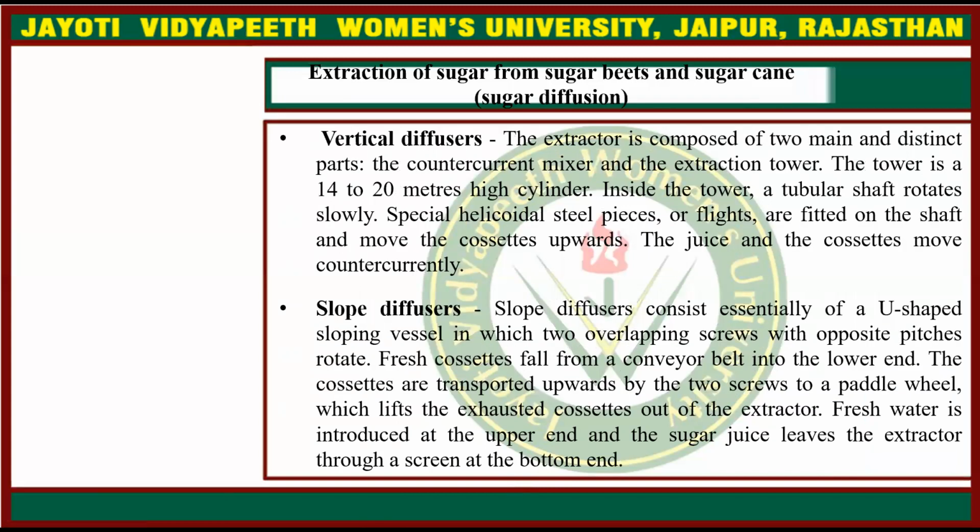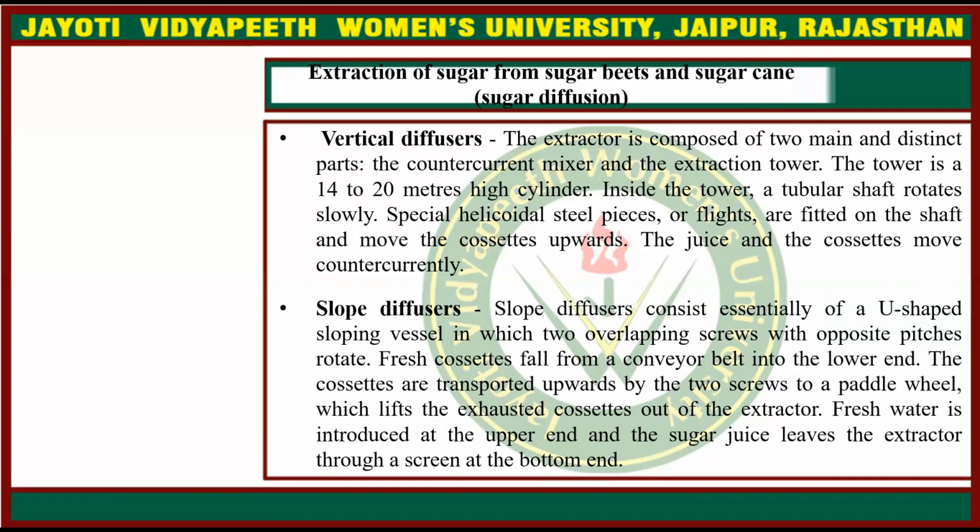Then vertical diffusers. The extractor is composed of two main and distinct parts, the countercurrent mixer and the extraction tower. The tower is a 14 to 20 meters high cylinder. Inside the tower, a tubular shaft rotates slowly. Special helicoidal steel pieces or flights are fitted on the shaft and move the cossettes upwards. The juice and the cossettes move countercurrently.